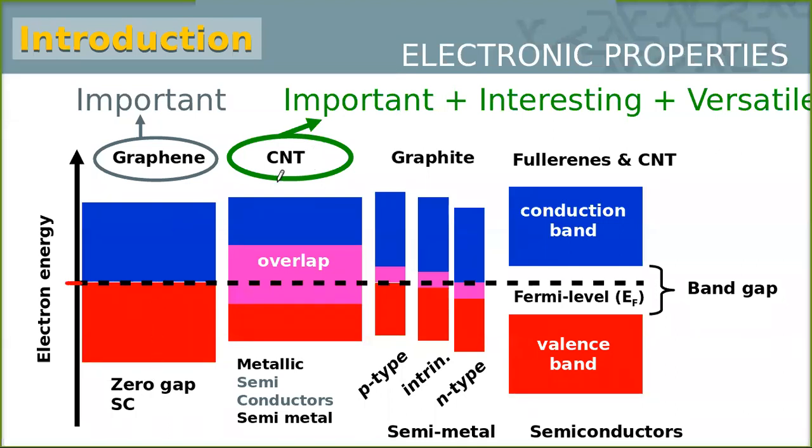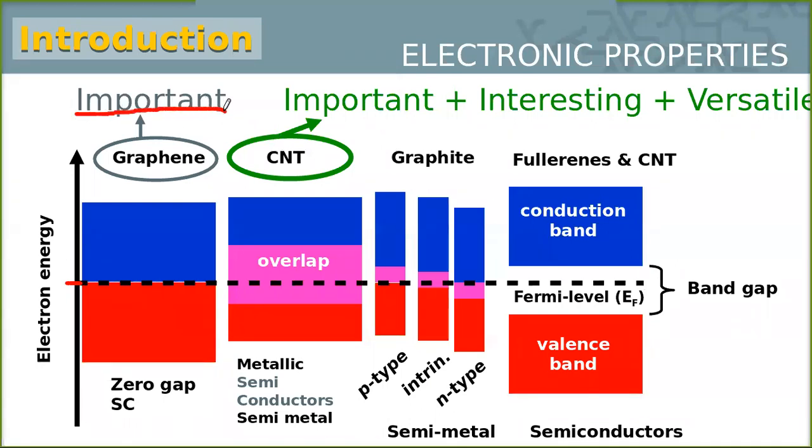We have also carbon nanotubes, which could act as a metallic material, as a semiconductor material, or as a semi-metal. We could have these three categories in carbon nanotubes. Graphite is a material that we could use as a p-type material, as an intrinsic graphite, or as an n-type material as well. Graphite per se is a semi-metal, and we could also have fullerenes and carbon nanotubes that act as a semiconductor, as you can see here as well, where we can have a band gap between the valence and the conduction band.